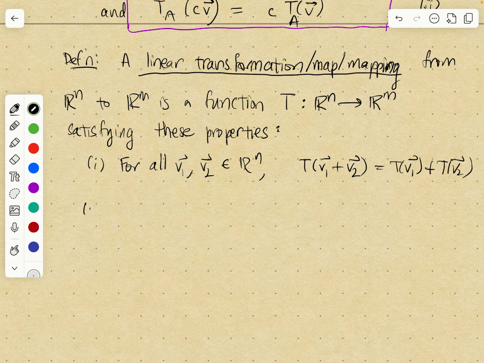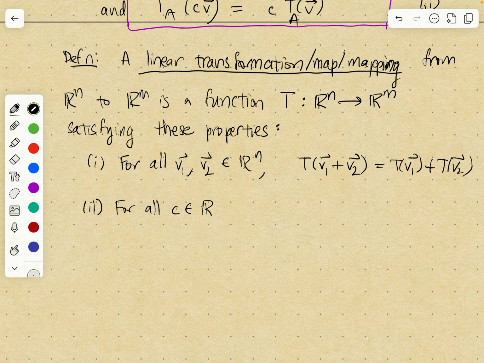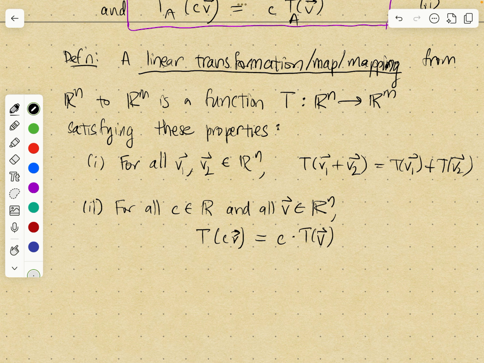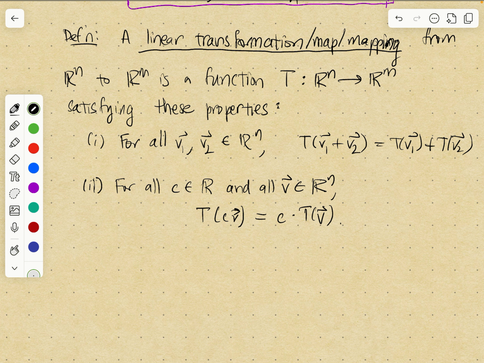And then the second thing that it has to satisfy is that for all scalars C and all vectors V in Rn, if you do CV and then plug that into T, so that's T of CV, and get the output, that's C times T of V. All right. So any function that satisfies both these properties, that's called a linear transformation.